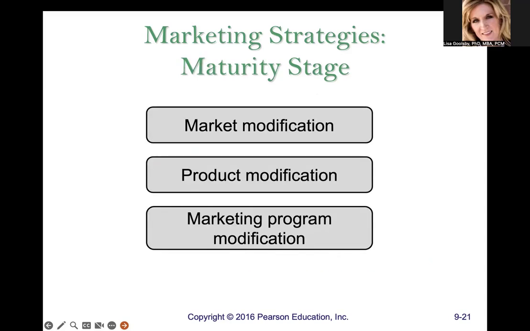At the maturity stage, you may have product modifications or market modifications, or even just the way you market the product might change drastically. You may have a distribution strategy. You may go from in-store retail to online sales or vice versa. You may have started with online sales and then you go to in-store bricks and mortar sales. So you may have different marketing strategies as you get into that maturity stage.